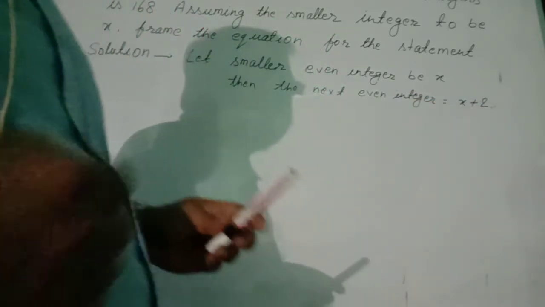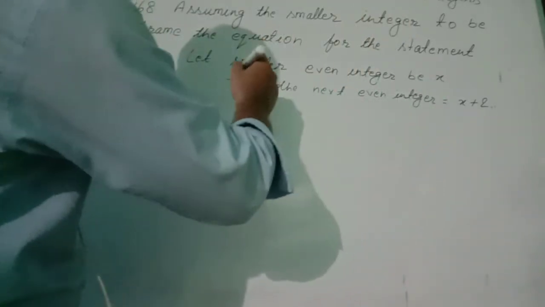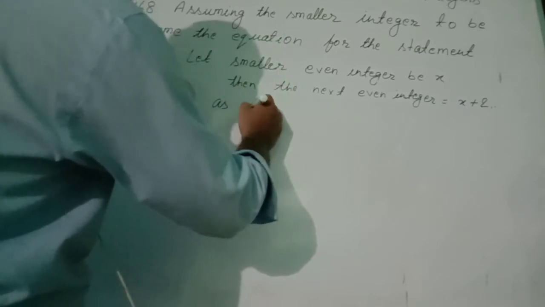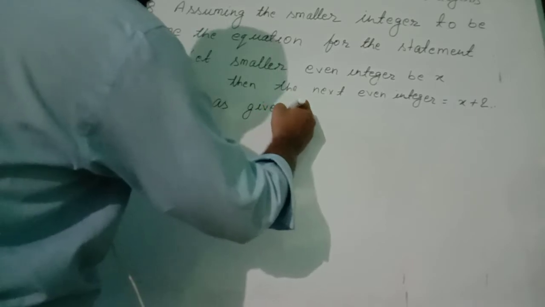such as if first is 2, then second will be 4. How are you getting 4? You have added 2 with 2, then you are getting 4. Similarly, if first is x, next will be x plus 2. 2 should be added to get the next even integer. And the product of these two consecutive integers is 168. As given in the question, the product x into x plus 2 equal to 168.